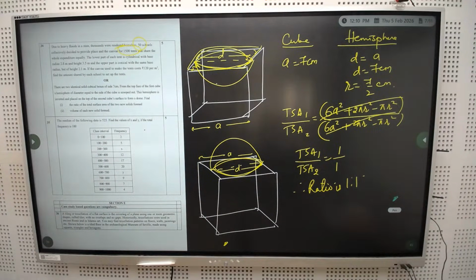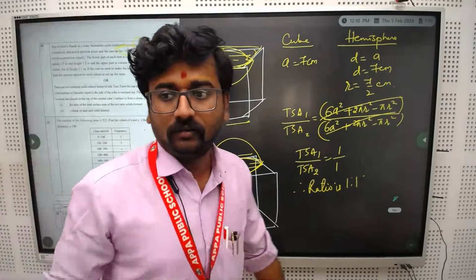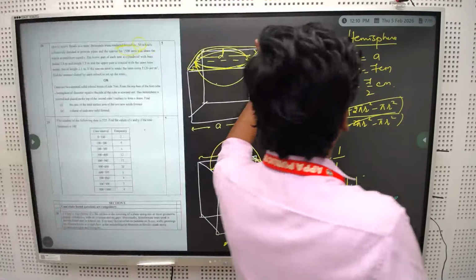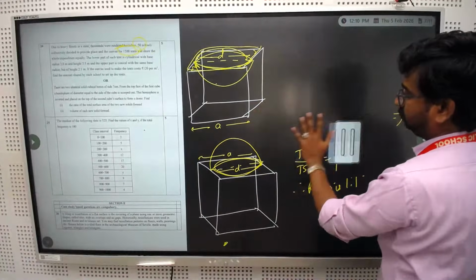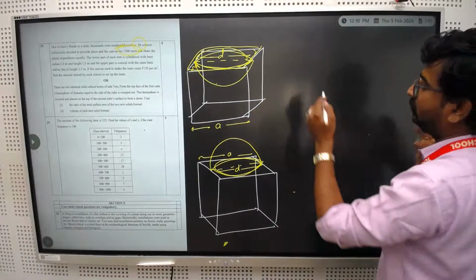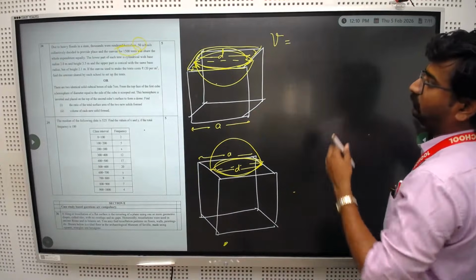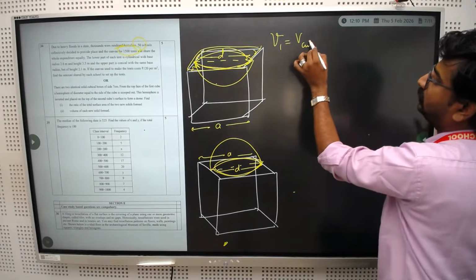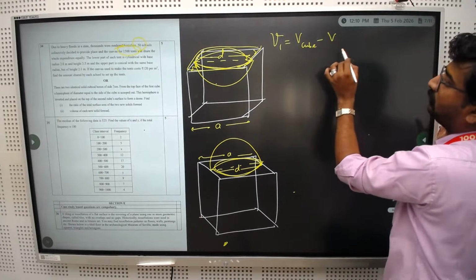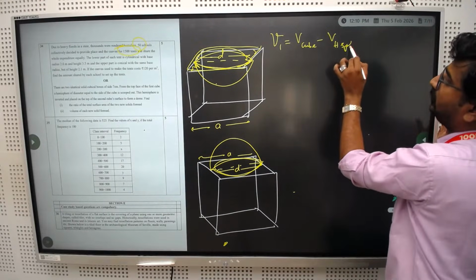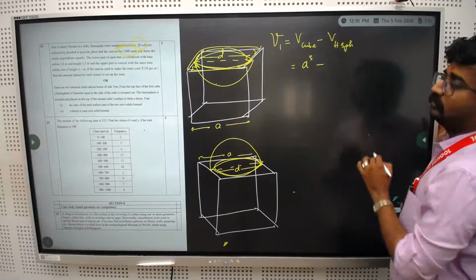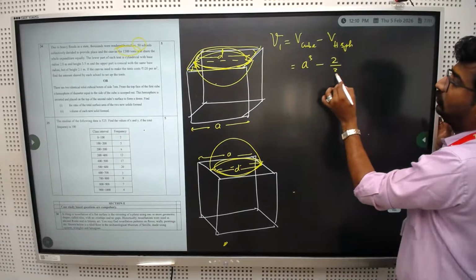Next heading you note down. Volume of first solid. Volume of first solid, V1, is equal to volume of cube minus volume of hemisphere. Volume of cube is a cube, minus volume of hemisphere is 2/3.